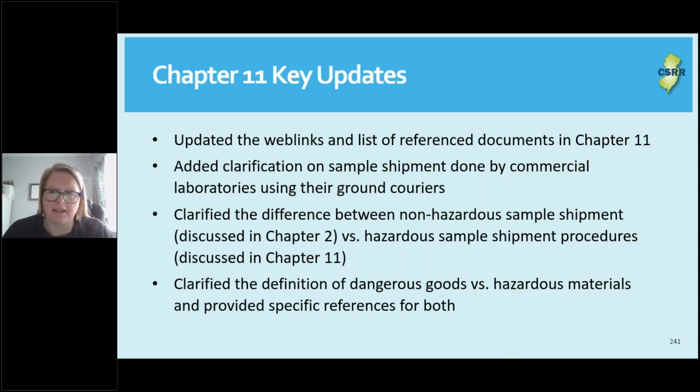There were not too many large updates to this chapter. We mostly updated the web links and all the reference documents. We added some clarification on sample shipment done by commercial laboratories.